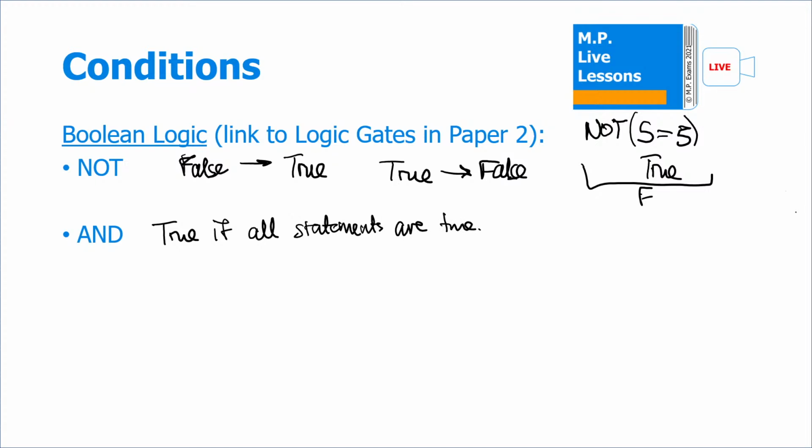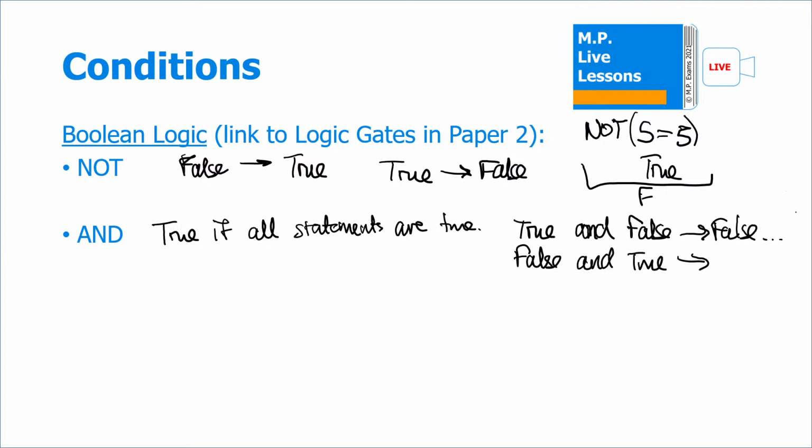For example, if you have one statement that is true and another that is false, that just returns false. So if it's false and true, both aren't true, so that still returns false. But if we have, let's say, true and true, this returns true.